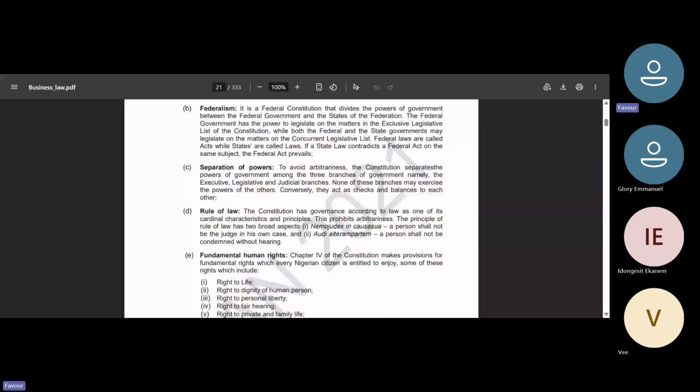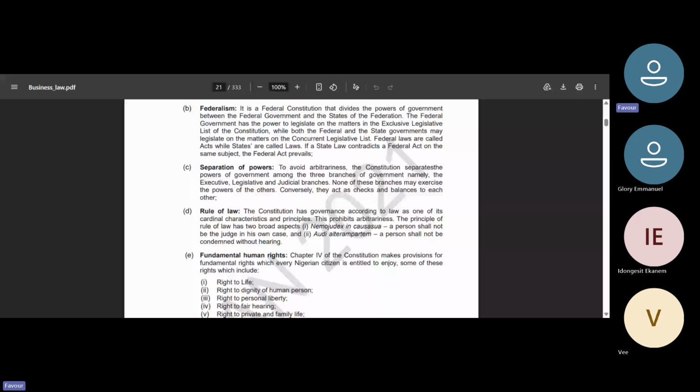That's why it's also termed innocent until proven guilty by the court of law. You cannot be condemned until you have been given a chance, a hearing. You are entitled to fair hearing.